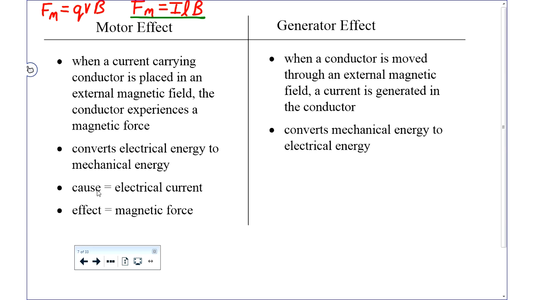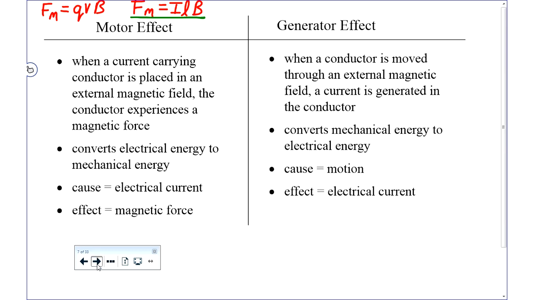And in the motor effect, the electrical current is the cause, the effect is the force. In the generator effect, the motion is the cause and the effect is electrical current. So in the motor effect, current produces force, but in the generator effect, motion produces current. And that's a lot to take in. And before the end of this video, it's going to be even more to take in.